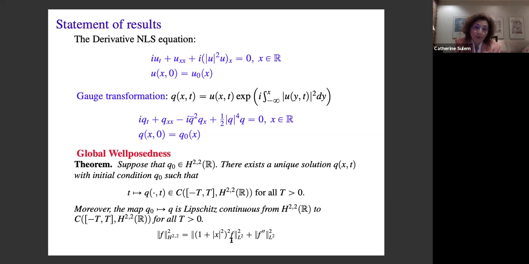So smoothness, we assume that the function Q0 is in L2 and its first and second derivative are in L2. And we assume also fast decay. So this is certainly a point that may invite improvement, but at this moment we were only able to do that with these assumptions of smoothness and decay. And the result is that there exists a unique solution of this equation, and thus by consequence to the original derivative NLS with this initial condition, such that it is a continuous function of time for all time with value in this Sobolev weighted space. And the flow map that associates to Q0, the initial condition, the solution is Lipschitz continuous from H22 to this space for all time.